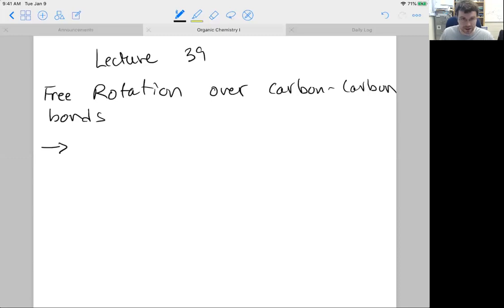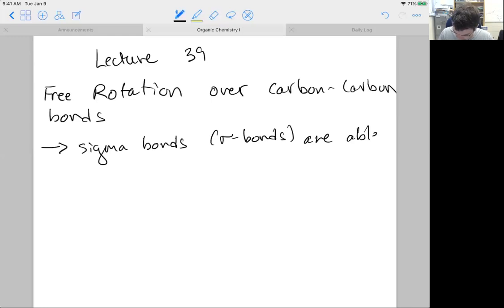freely rotate. It's kind of awkward the way I'm going to write this, but I feel like it's a good starting place for us. So sigma bonds, written this way, are able to do free rotation. That is to say, they can freely rotate.